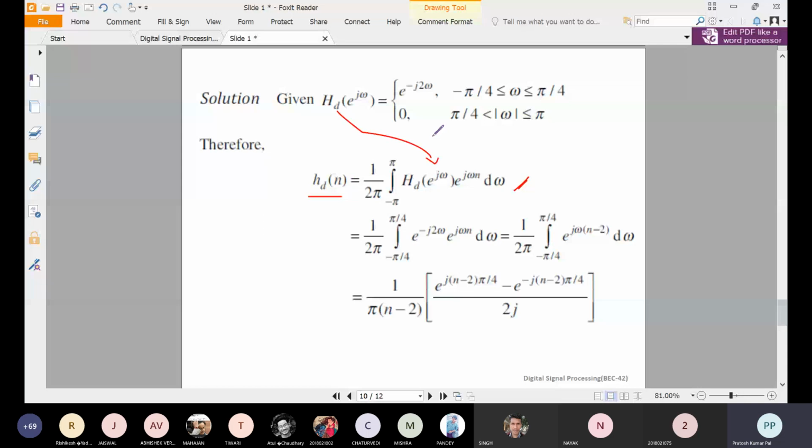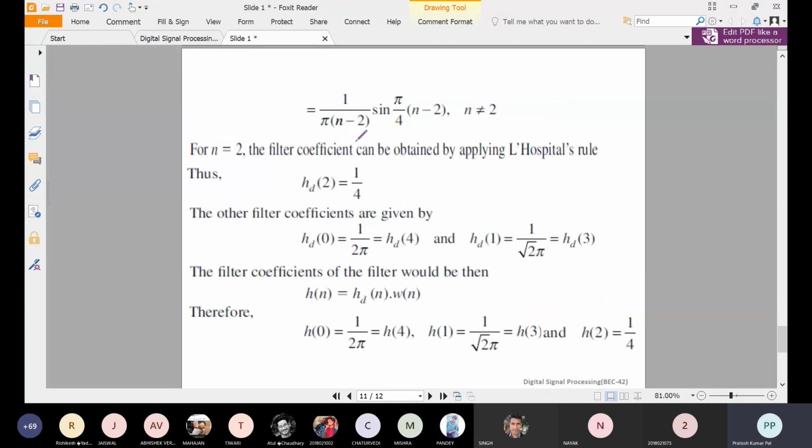Here the omega is only defined in the range of minus pi by 4 to pi by 4. So the limit should be minus pi by 4 to pi by 4, and we will put e to the power j omega. After integration we will simplify it further, and after simplification we will get this function. Here it is 1 by pi into n minus 2. So for n equals 2, the complete function will be of the form 0 by 0. So it is an undefined function.